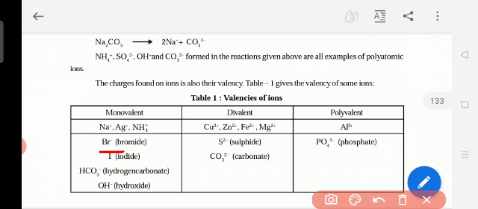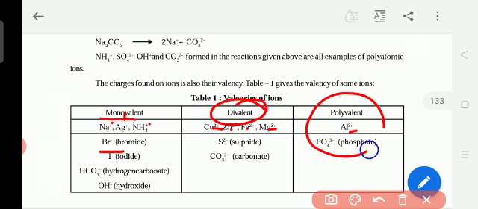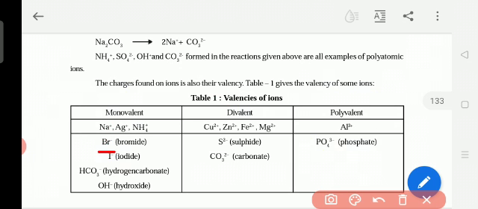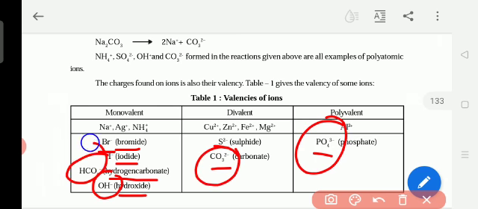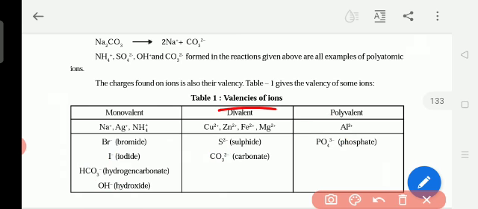Like that, if there is only a single charge it means monovalent; if it is a double charge, losing 2 electrons, it means divalent; and if it is losing 3 electrons, it is polyvalent, more than 2. Di means 2, mono means 1. Examples here: Br minus bromide, iodide, hydrogen carbonate, hydroxide. In this, CO3 is also polyatomic. But here we talk about the valencies of ions, how many electrons are lost or gained to get 8 electrons in the valence shell.